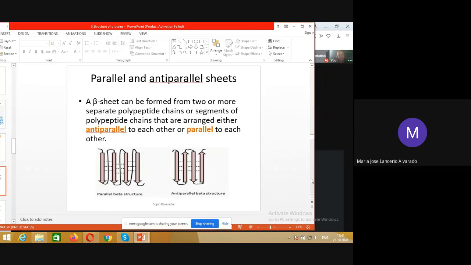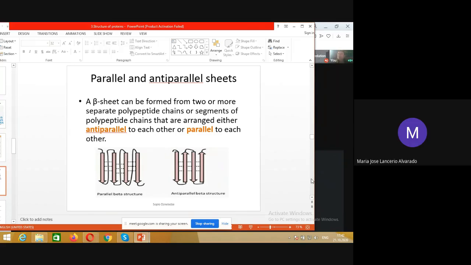So, parallel and anti-parallel sheets. A beta sheet can be formed from two or more separate polypeptide chains, or segments of polypeptide chains, that are arranged either anti-parallel to each other or parallel to each other. In the parallel beta structure, it goes from the N terminal to the C terminal, and then from the N terminal to the C terminal of the next polypeptide chain.